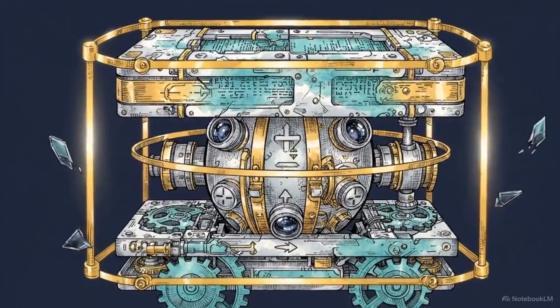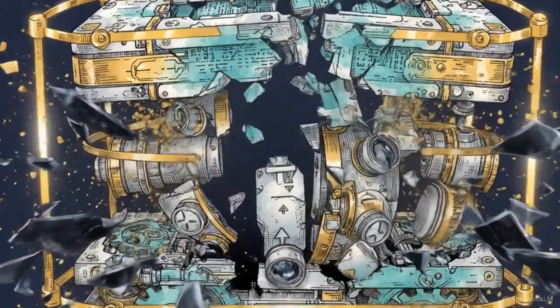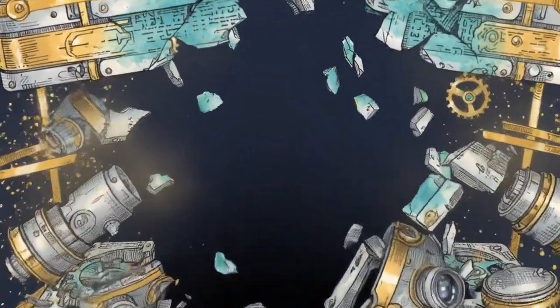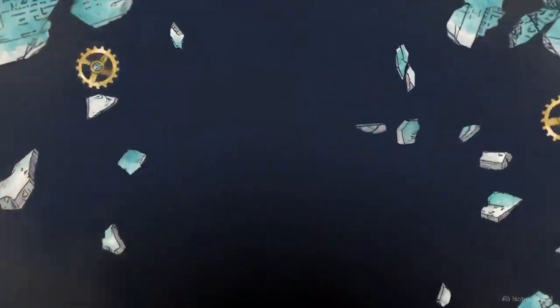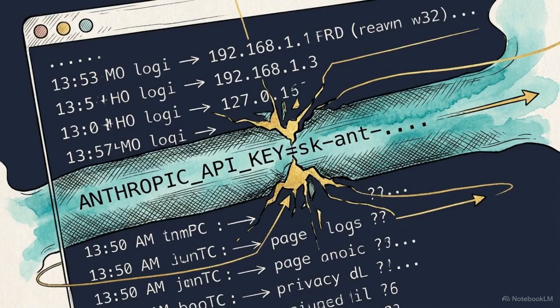A developer clones a new, seemingly normal software repository. The moment that repository opens locally, the system fractures. Milliseconds before the security approval dialog even renders on the screen, a reverse shell is established, and plain text Anthropic API keys are exfiltrated directly to an attacker-controlled server.